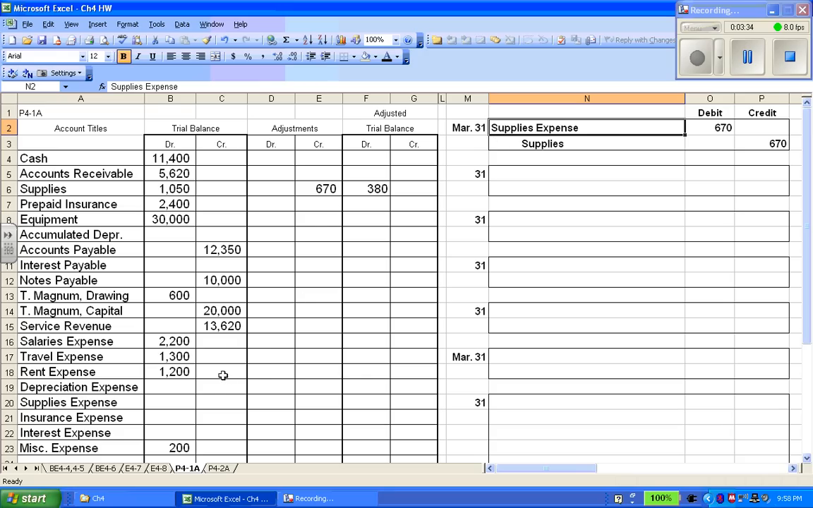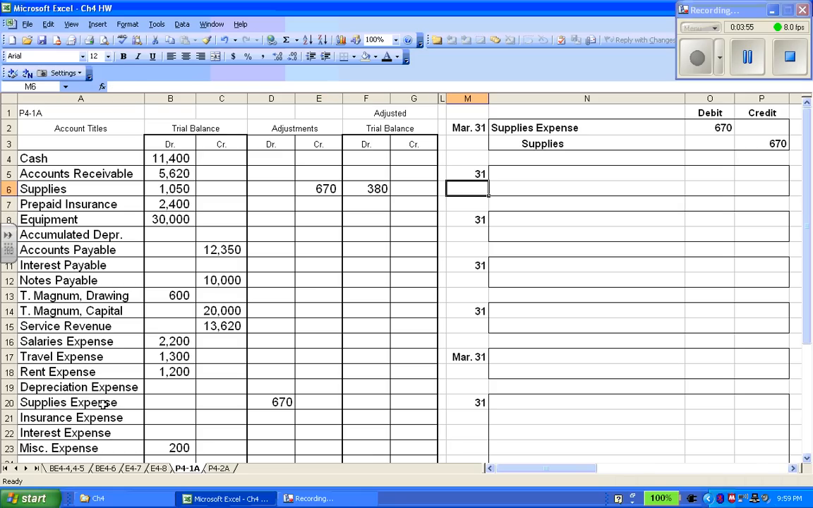Let me come down here. Here's my 670 that I'll put in for the supply expense, and it's a debit. And then my corresponding credit will be to the supply account. And I already have that one reflected.